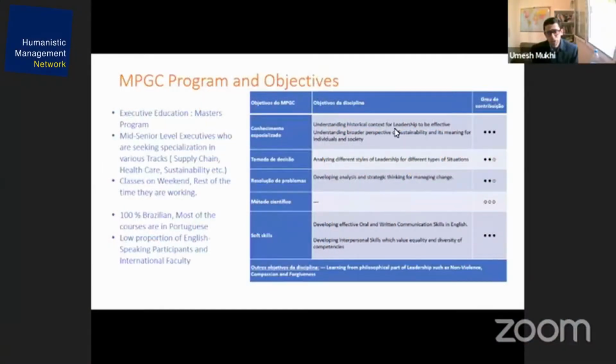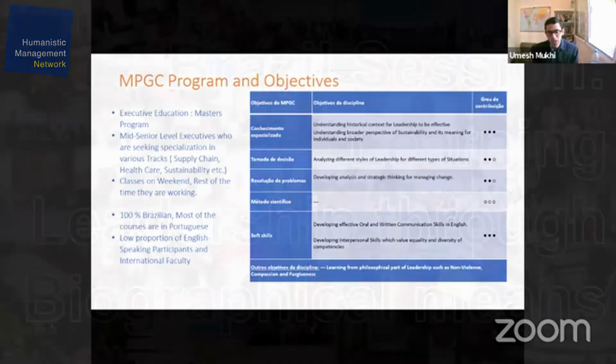Now, what are the objectives here? We are looking at using biography as the means. That means we are using historical context to understand what sustainability is. We want to understand how leaders were able to develop their leadership styles in different situations and how they were able to develop strategic thinking in that.